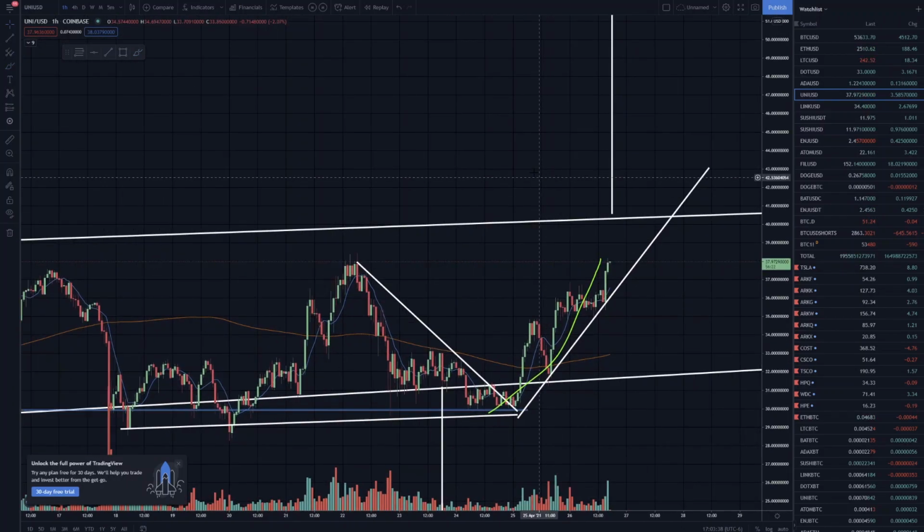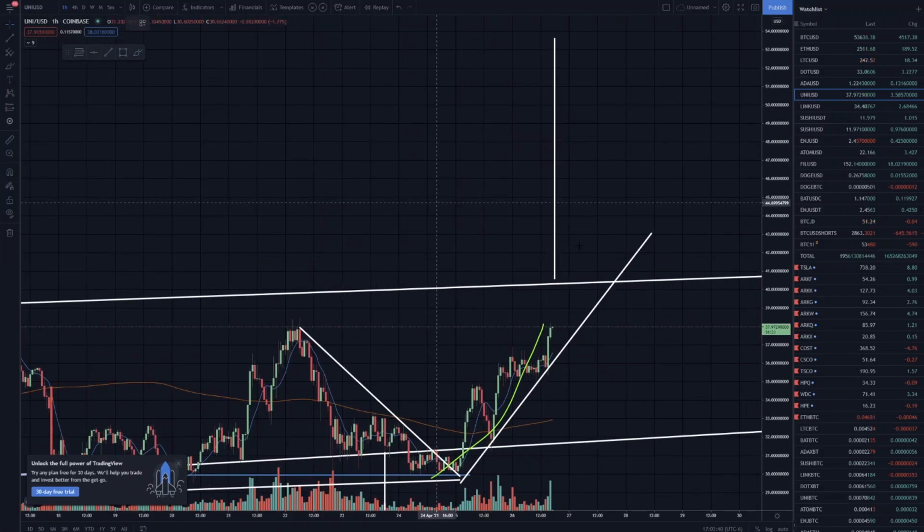But sometimes it keeps running. Like with Dogecoin, that thing just kept running. Boom, boom, boom. It just kept going. And I was like, okay, all in. That's at a certain point.